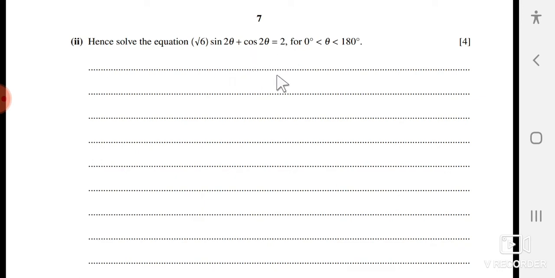taking 2 over r, and then take sine inverse of that, and then find the corresponding range of 0 to 360, as it becomes 2 theta, and take cos inverse and give all possible answers by using the definition of basic angles.